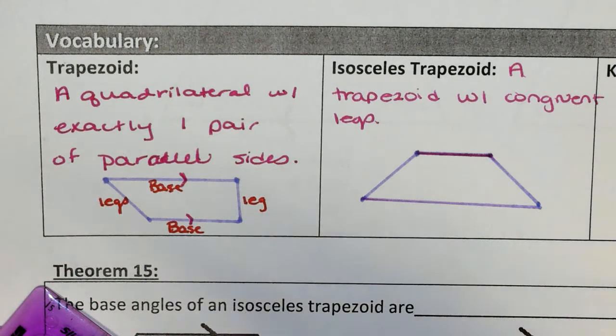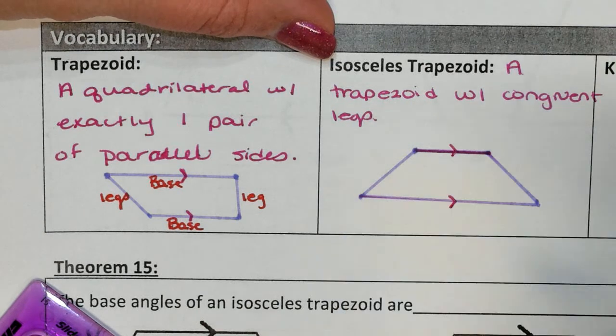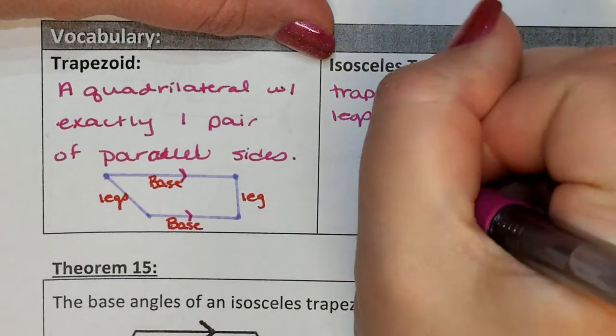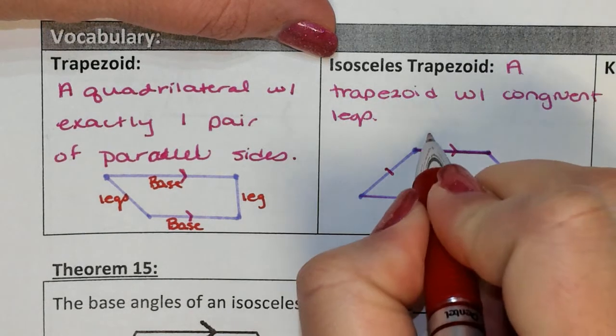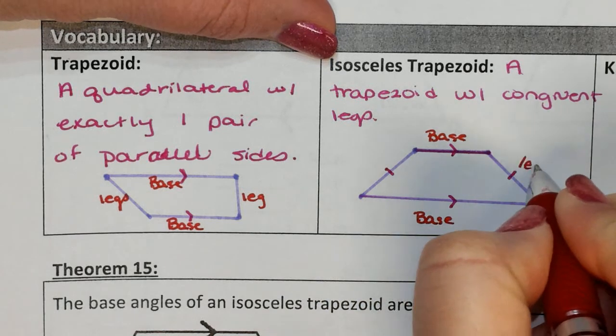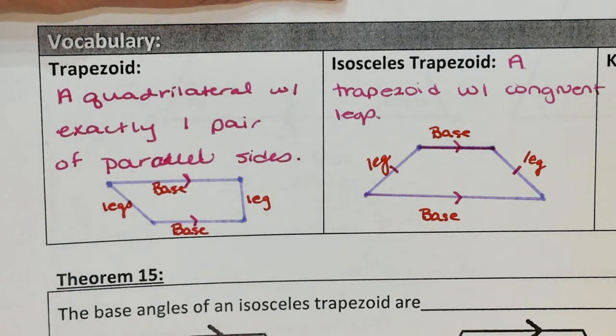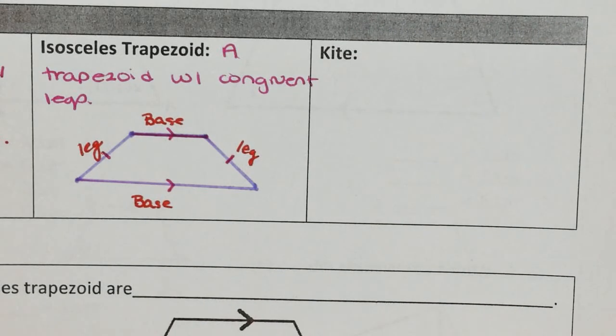So it's a trapezoid, meaning that it has to have exactly one pair of parallel sides. But in this case, we also know that the legs, so the non-parallel sides, are also congruent. So this top is a base, the bottom is a base, this is a leg, and this is a leg. And this is just a refresher on the definitions, because we talked about these definitions back in the very first section.